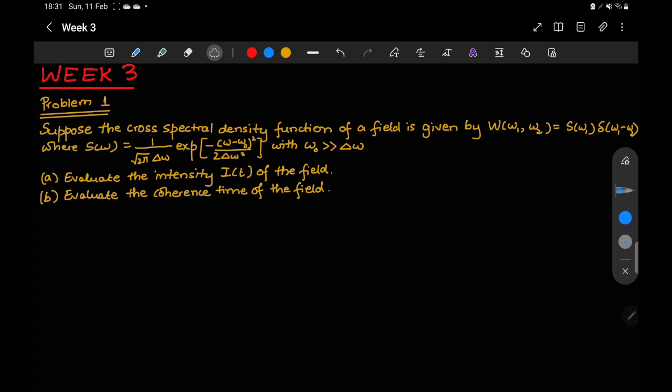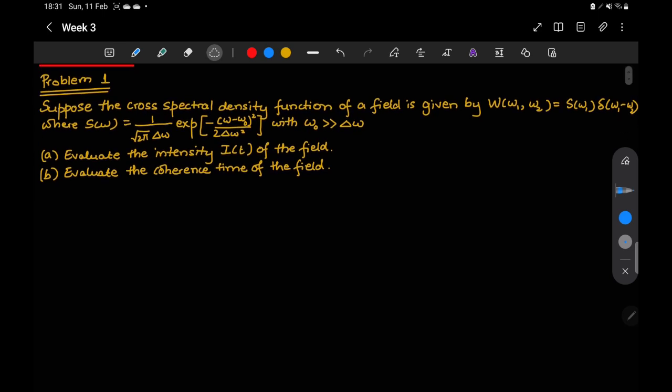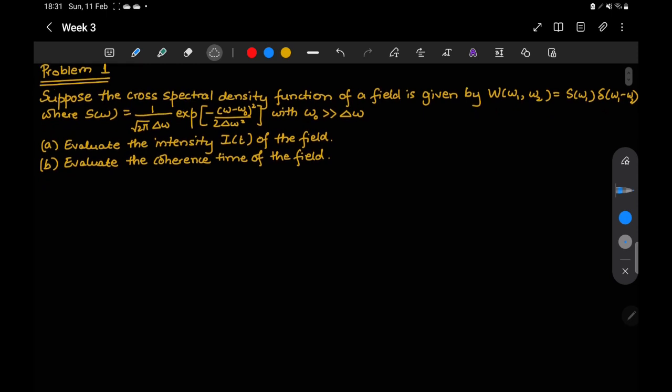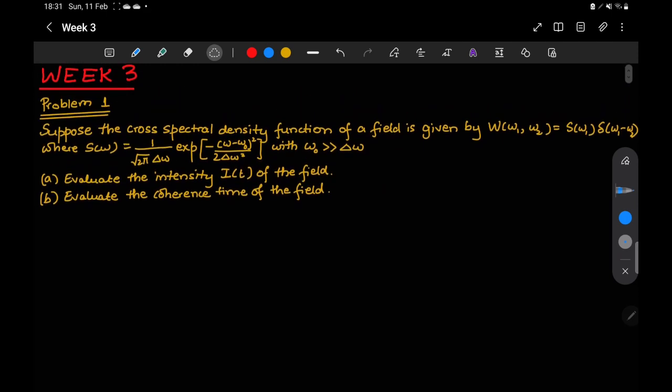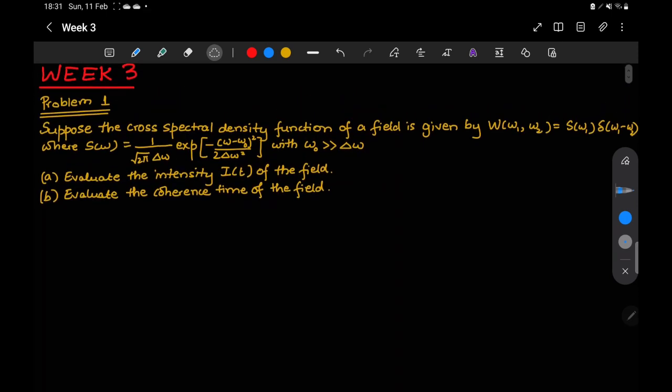Now for this particular expression for the cross-spectral density function, we are supposed to evaluate the intensity of the field, and we are also supposed to evaluate the coherence time of the given field. So take about a few minutes to read the question again and to understand exactly what we are supposed to do. Try to write down the first few steps that would be essential in solving this problem. After that, I will discuss the solution with all of you.